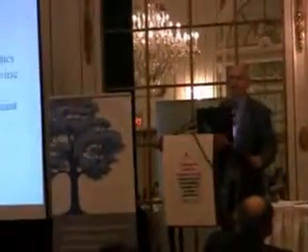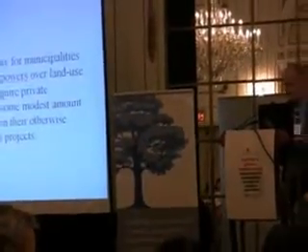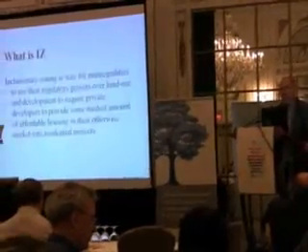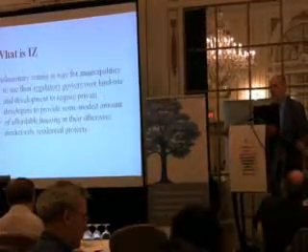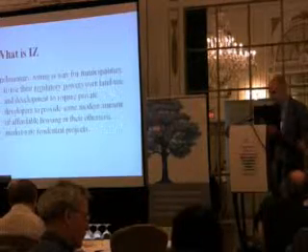So, what is inclusionary zoning? Inclusionary zoning is a way for the municipalities to use the regulatory powers that they have over land use and development to require private developers to provide some modest level of affordable housing in their otherwise market rate projects. The tool is widely used in the United States. It is not used at all in the same way in Canada.